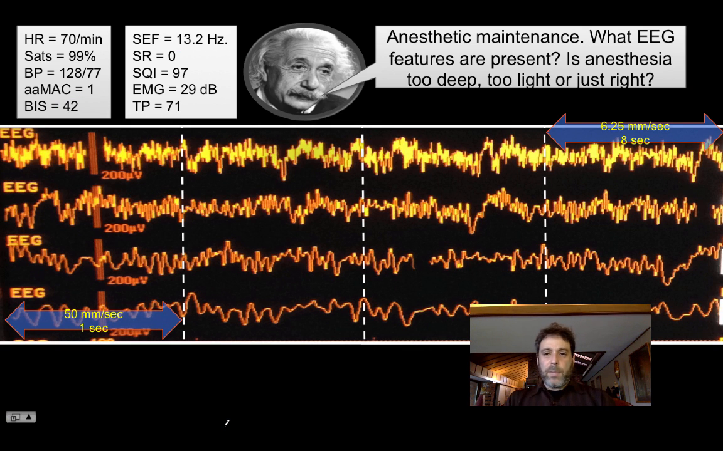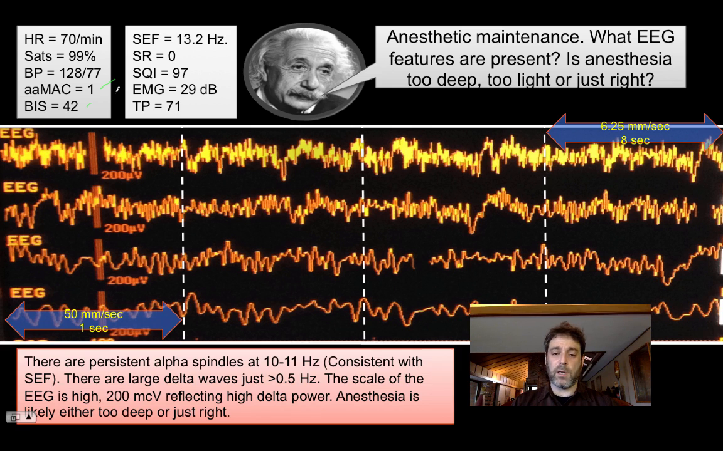So now the same patient moves into anesthetic maintenance, and what EEG features are present? No longer an effect from propofol, just more of the effect from the volatile anesthetic agent, probably some opioids as well. We're at 1 Mach, the BIS is 42. So is anesthesia appropriate? Is it too deep, too light? What do we think? So again, we have persistent alpha spindles at about 10 to 11 hertz. There are large delta waves at greater than half a hertz. Here's an example of a large delta wave.